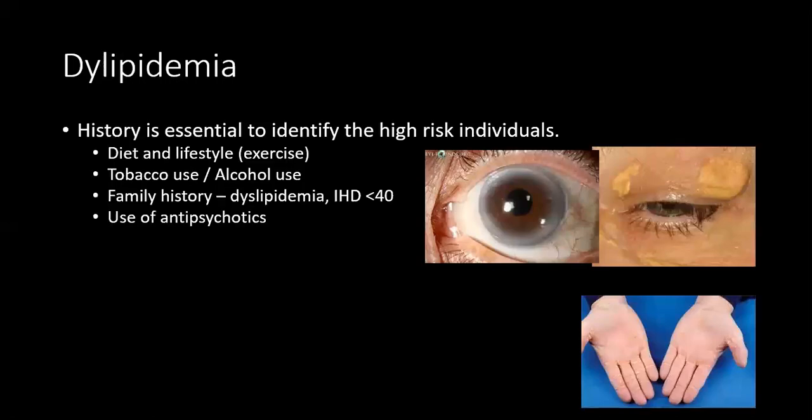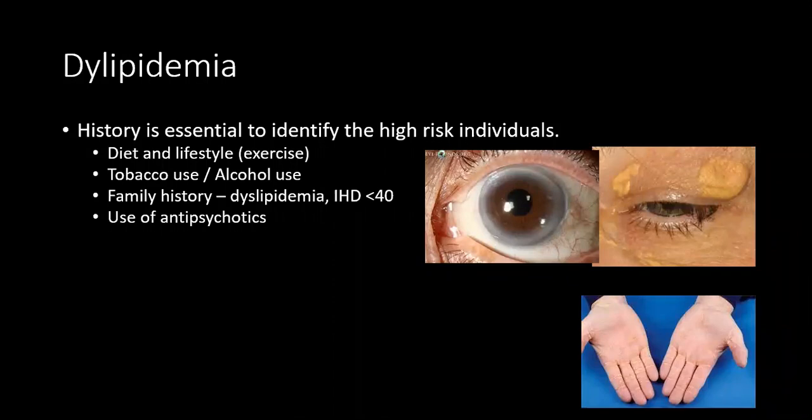So what are we looking at when we have someone with dyslipidemia? So history is essential to ask. So we need to figure out, is this patient a high-risk individual? And what do we mean by high-risk individual? Somebody who is likely to have a negative impact from this by causing them to have cardiovascular disease. So the history is very essential. So we want to know what kind of person this is.